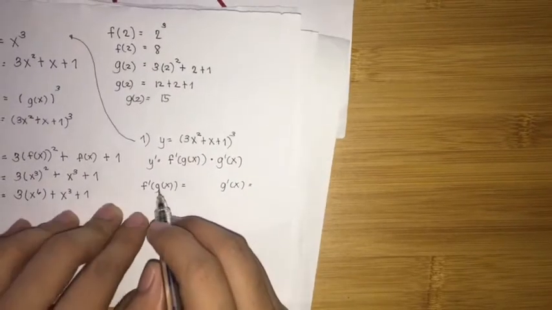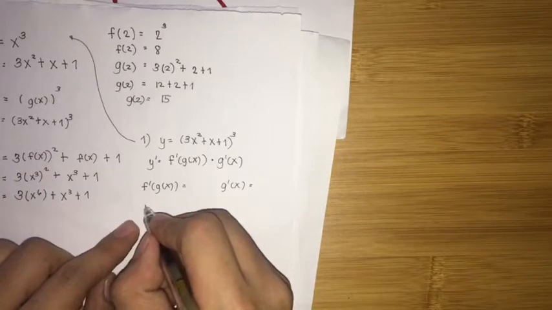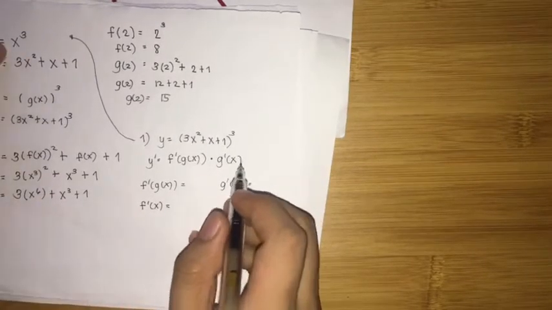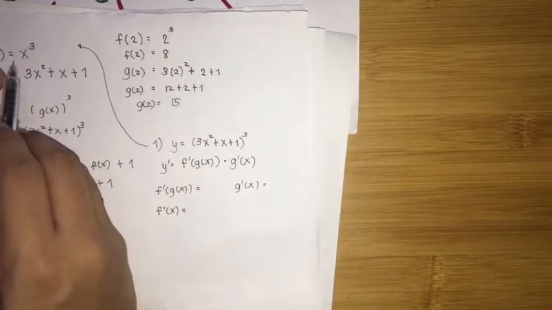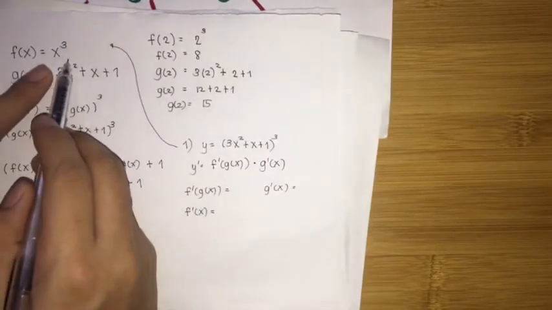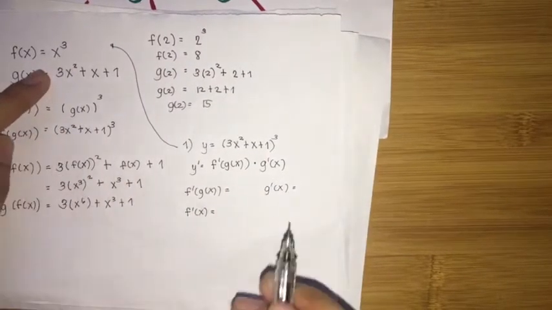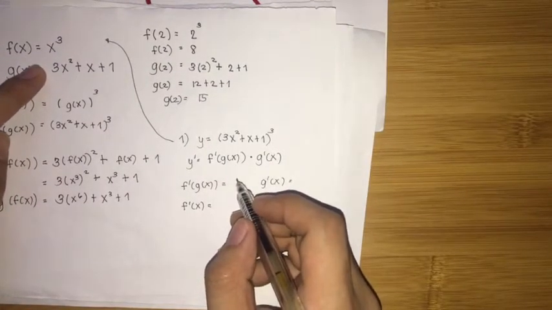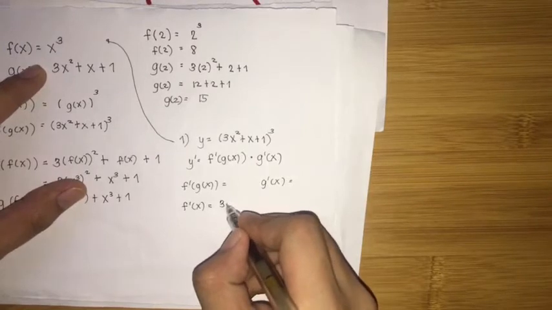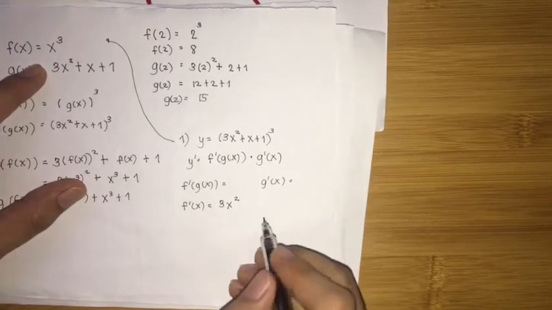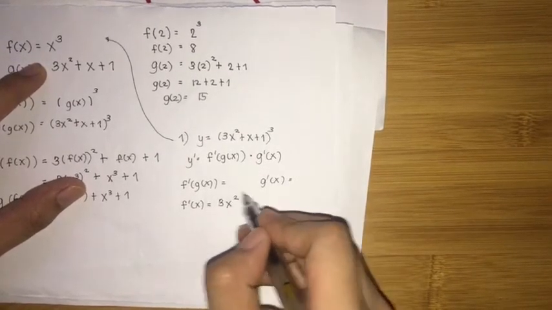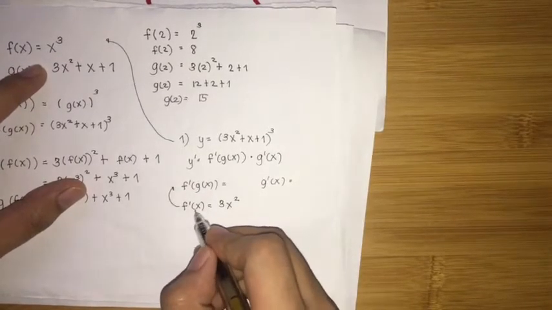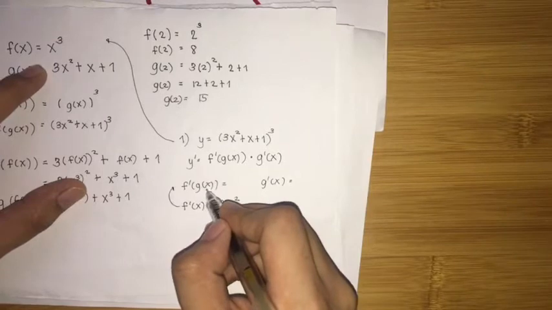So, first, hanapin muna natin yung f prime of x. So, looking at this function, f of x equals x cubed. Ang derivative niya using the power formula will be 3x squared. But then, kailangan din daw nating i-evaluate itong derivative ng f of x at g of x.